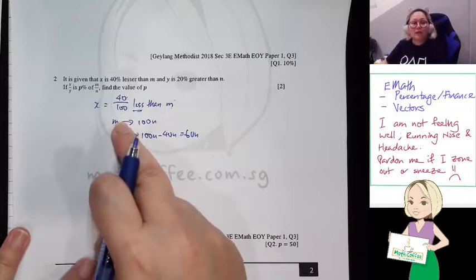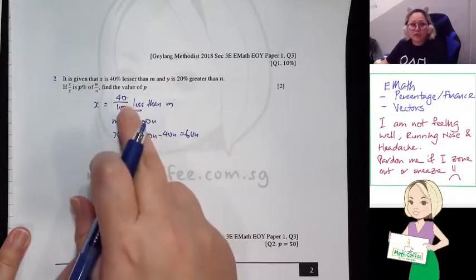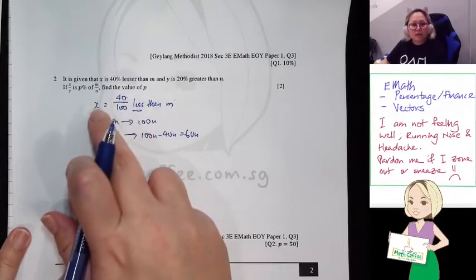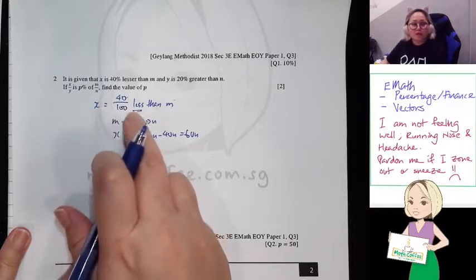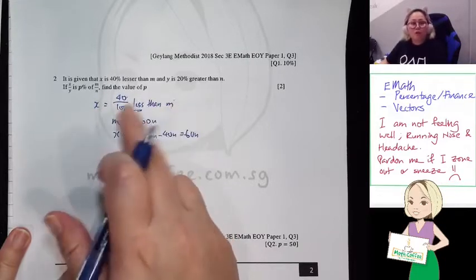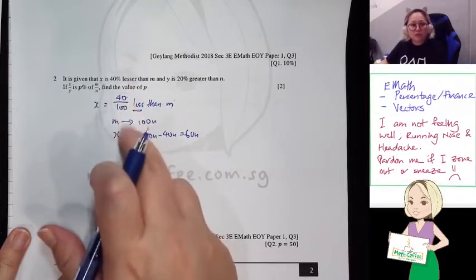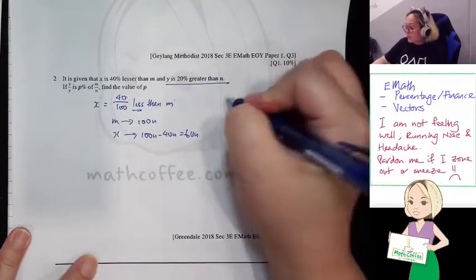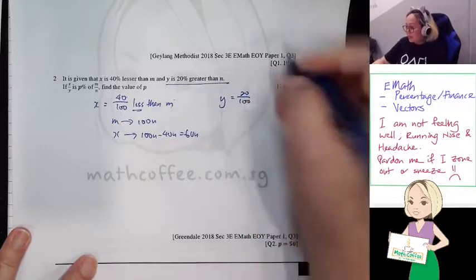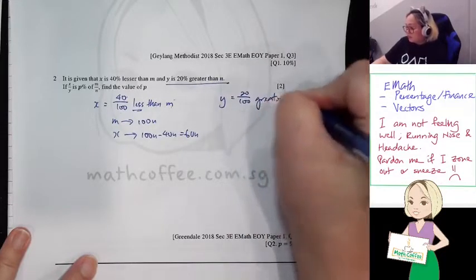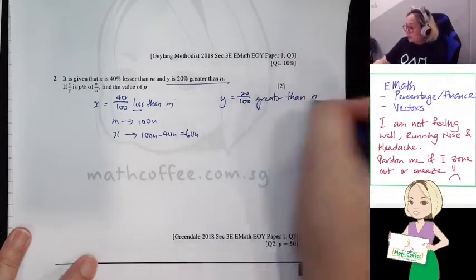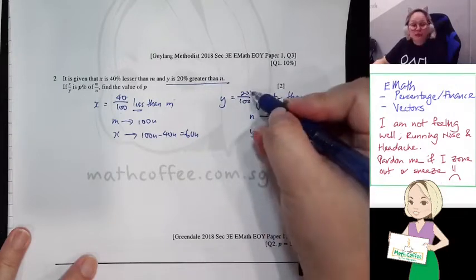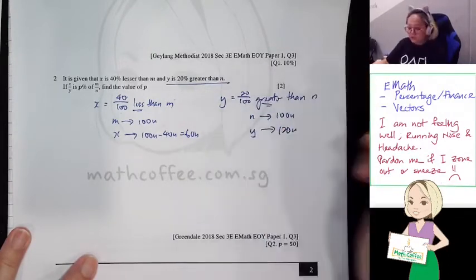So what I did is I just transferred the sentence into fraction form, because 40% is 40 over 100. And 40 represents the reduction, but because of the word less, we compare to m, which we know is 100. We take 100 minus 40, so x is 60. Now let's take a look at this sentence here. y is 20% greater than n. In this case, I will again assign n as the 100 unit. My y is greater, so it's 100 plus 20. So y is 120 units.